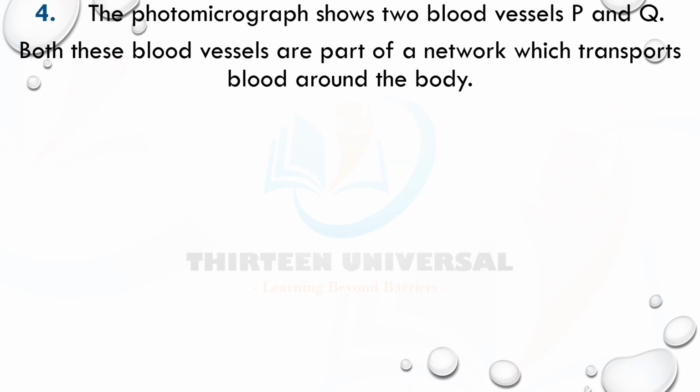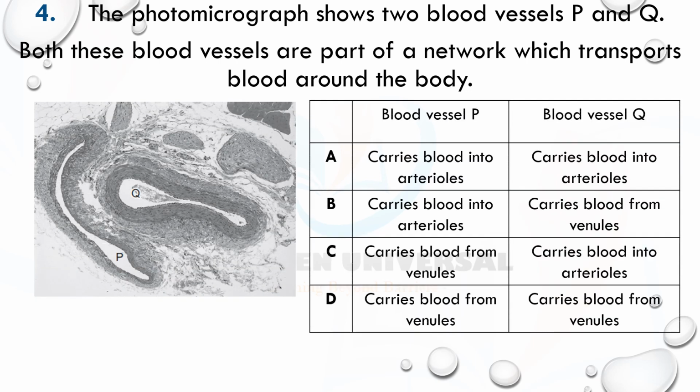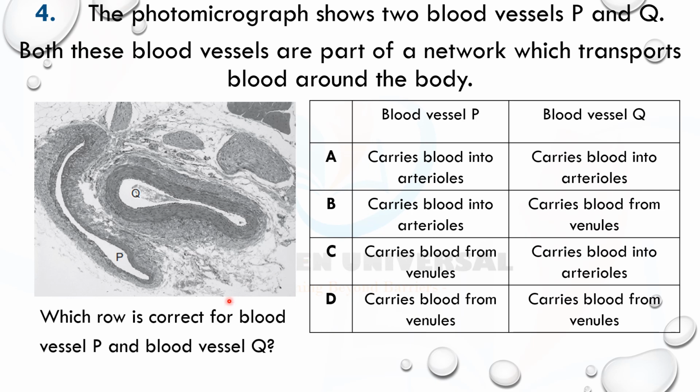The photomicrograph shows two blood vessels, P and Q. Both these blood vessels are part of a network which transports blood around the body. Let's see the question. Which role is correct for blood vessel P and blood vessel Q? Guys, pause this video and try it.